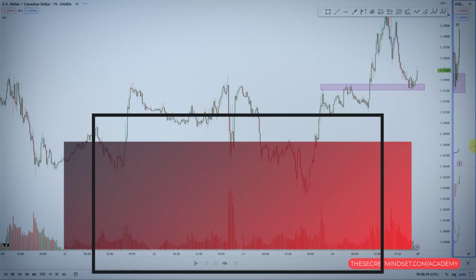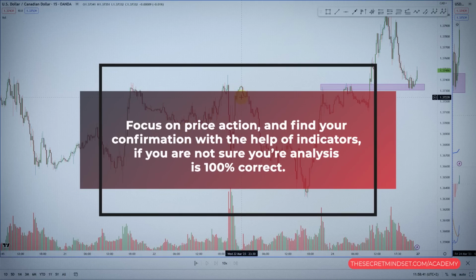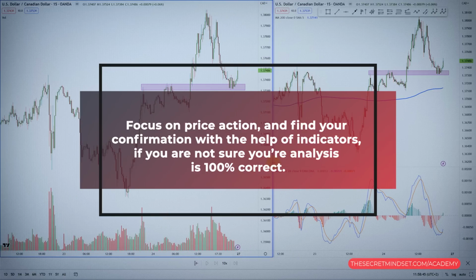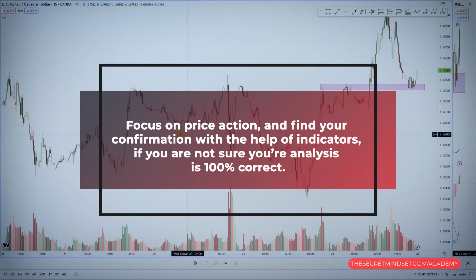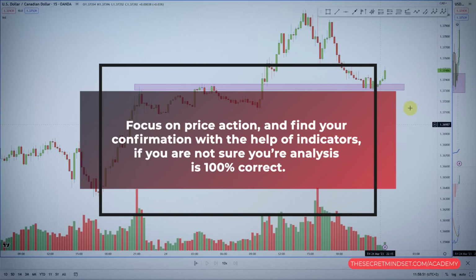My advice: focus on price action and find your confirmation with the help of indicators if you are not sure your analysis is 100% correct. But you first need to listen to what the price is telling you.